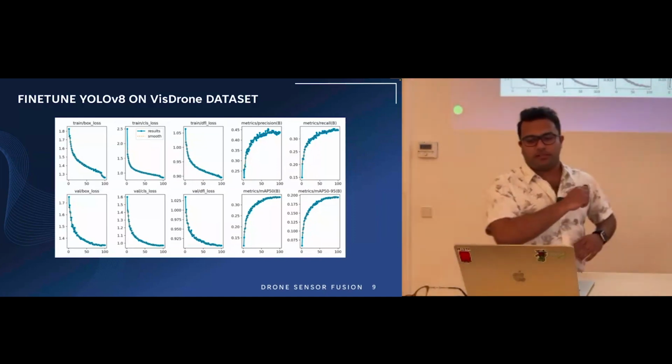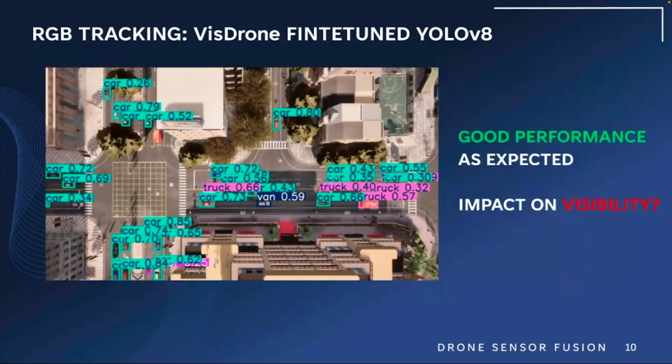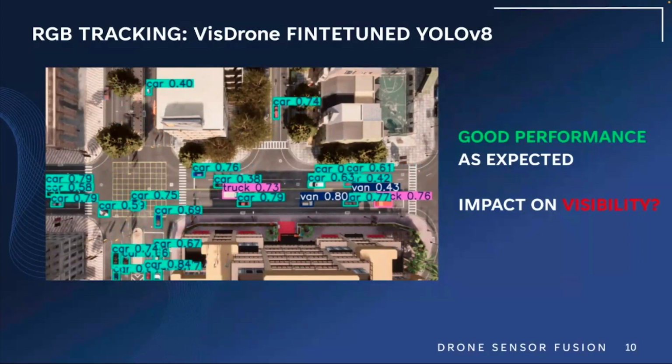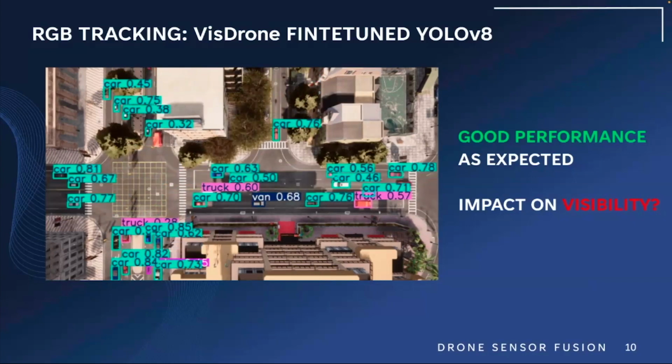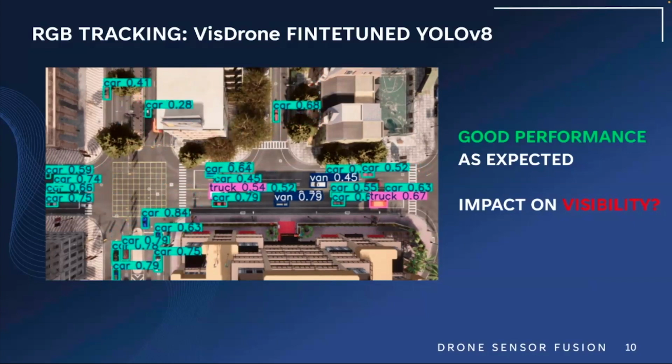The loss, or the error in predictions, came down. Essentially, this is how the performance looks after fine-tuning. It performs really well. As you can see, it can track almost all the vehicles. Even though the altitude of the drone is really high and the cars are really tiny, it can still see them.